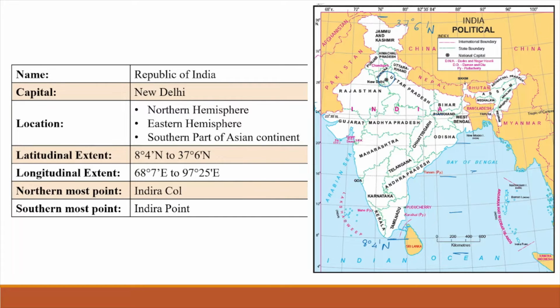Now let's see about the eastern hemisphere considering the longitudes. The longitudinal extent will be from the westernmost part of India till the easternmost part of India. The westernmost part is 68 degrees.